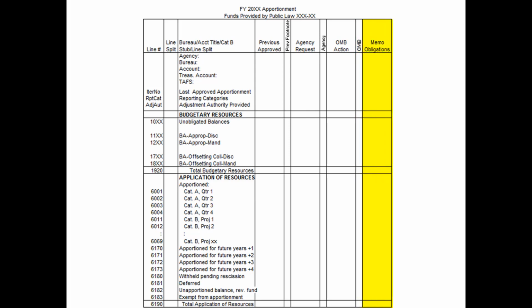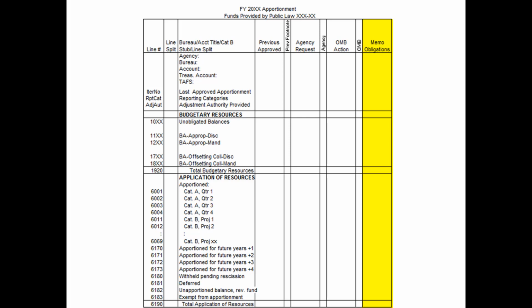The last column is the memo obligations column. This column is used to reflect actual obligations related to apportioned amounts in the OMB action column. You should enter your actual obligations, if any, in the appropriate time period or category line when you submit an apportionment request. Keep in mind that obligations in Category A should be entered as discrete amounts for each quarter, not cumulative amounts. Obviously, apportionments submitted prior to or just after the beginning of the fiscal year would not have an entry in this column.